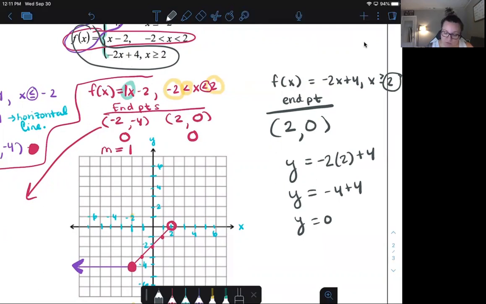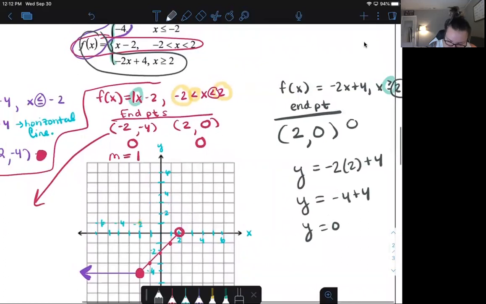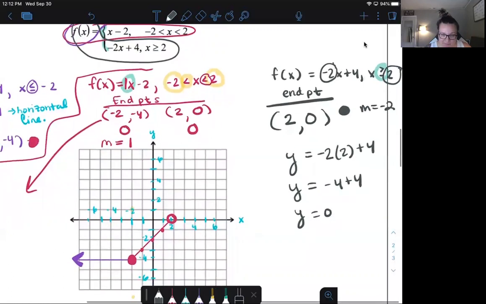Now, let's think about if that's going to be open or closed. Well, x is greater than or equal to, there's the equal to part, so I know that I'm going to have a closed circle on that point. And my slope is -2, so m equals -2. So let's plot that point. So 2, 0 is right here.